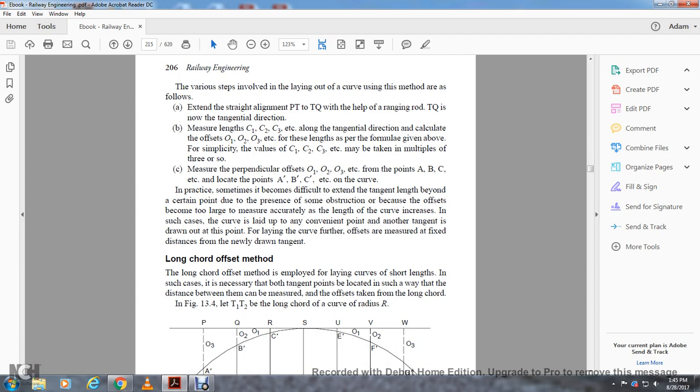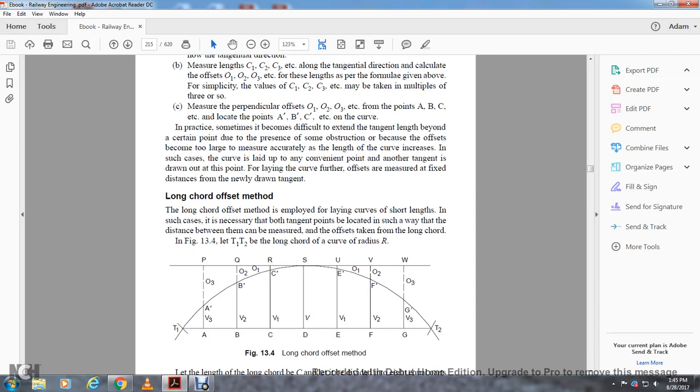Long chord offset method. The long chord offset method is employed for simple curves of short length. In such a case, the two tangents can be located in the same way, the distance between them is measured, and offsets are taken from the long chord. Figure 13.4: T1, T2, tangent 1 and tangent 2, the long chord for the curve of radius R. Figure 13.4 shows the long chord with points A, B, C, D, E, and G.